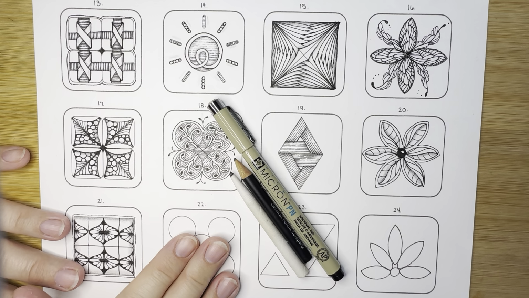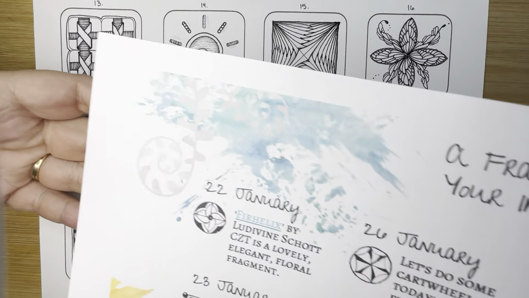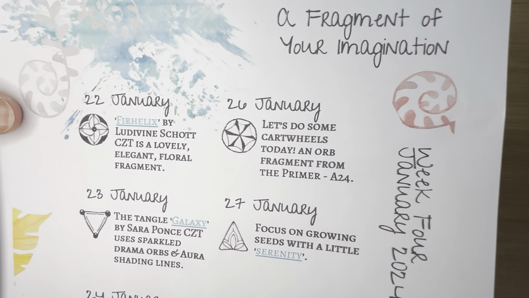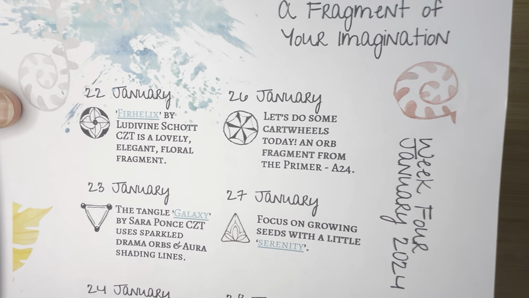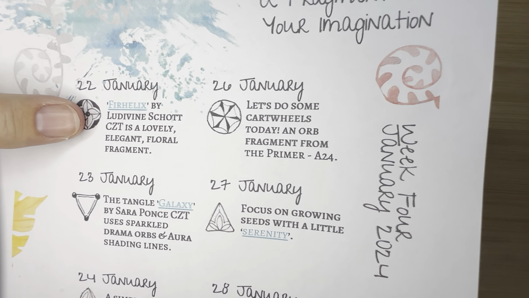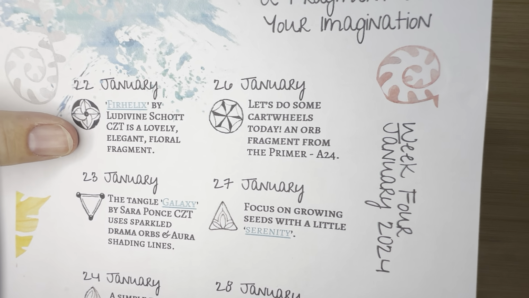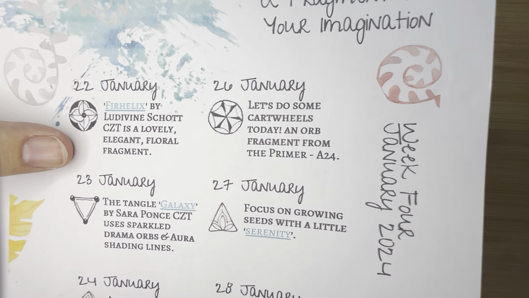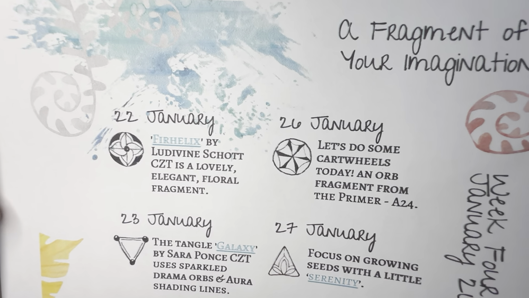Okay, today is day 22. Let's look at our list. It says Firhelix by, and I'm not even going to try to say the name because I know I'm going to say it wrong, but a CZT is a lovely, elegant floral fragment. And there it is. Isn't that beautiful?